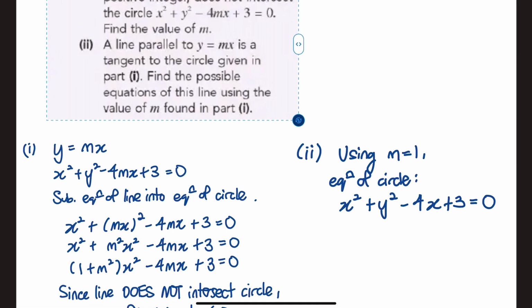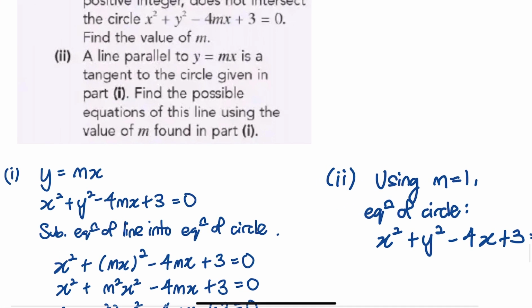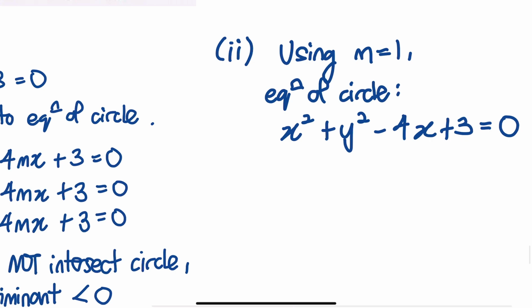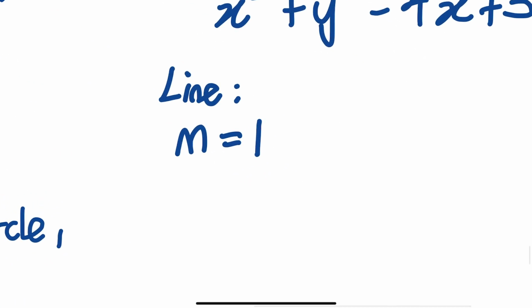Find the possible equations of this line using the value of m found in part 1. So this line here is parallel to the line y equals mx. Okay, so that means that the gradient of this line is equal to 1, because it is parallel to y equals mx and m is equal to 1. So we know that this line over here has gradient 1. But I don't know what the other coordinate is.